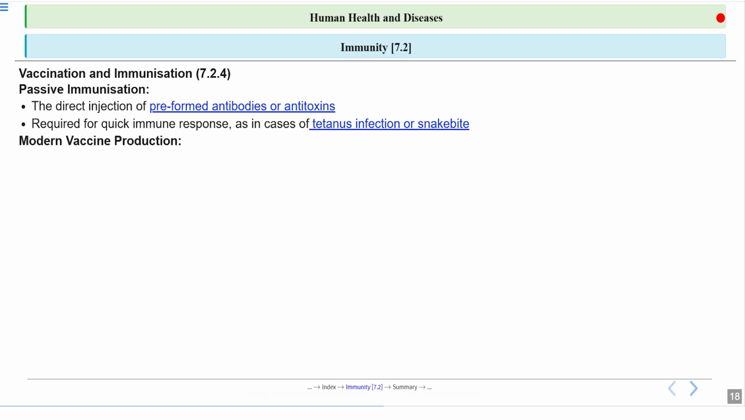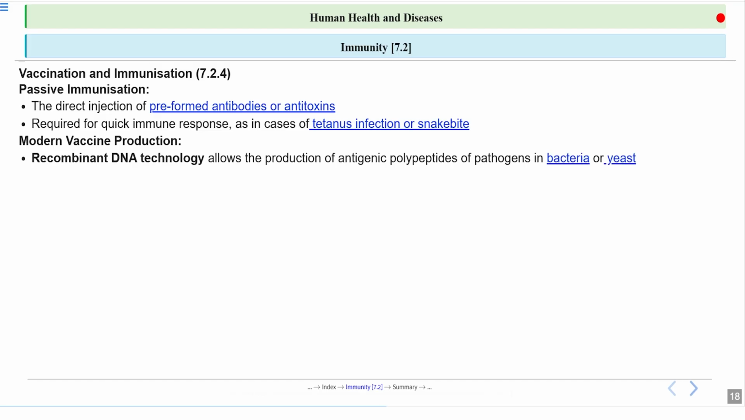Now, let's talk about modern vaccine production. Now, with recombinant DNA technology, scientists can produce the important parts of pathogens called antigenic polypeptides. Okay, so now these vaccines consist of this antigenic polypeptide. So, antigenic polypeptides are the part of the pathogens against which an immune response can be generated.